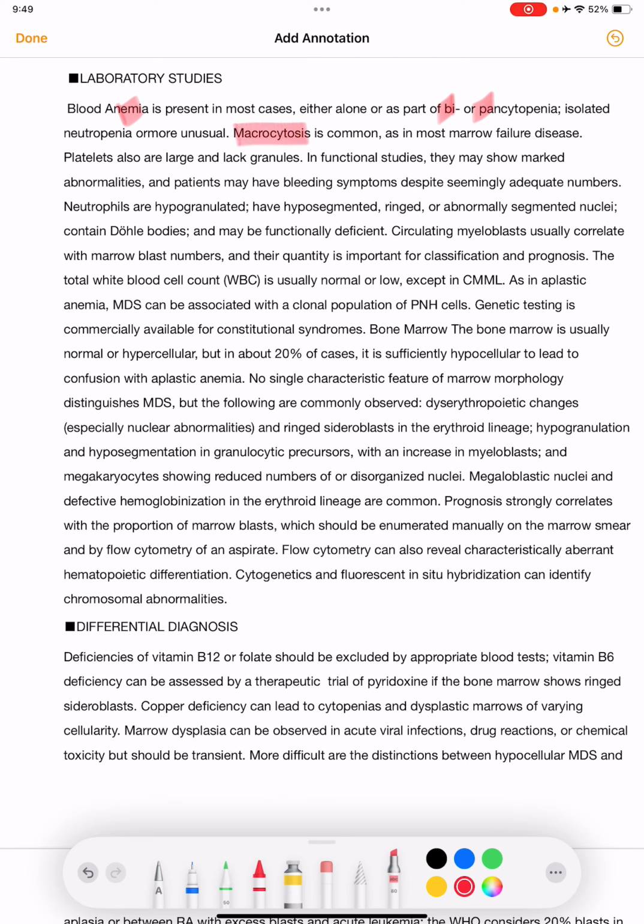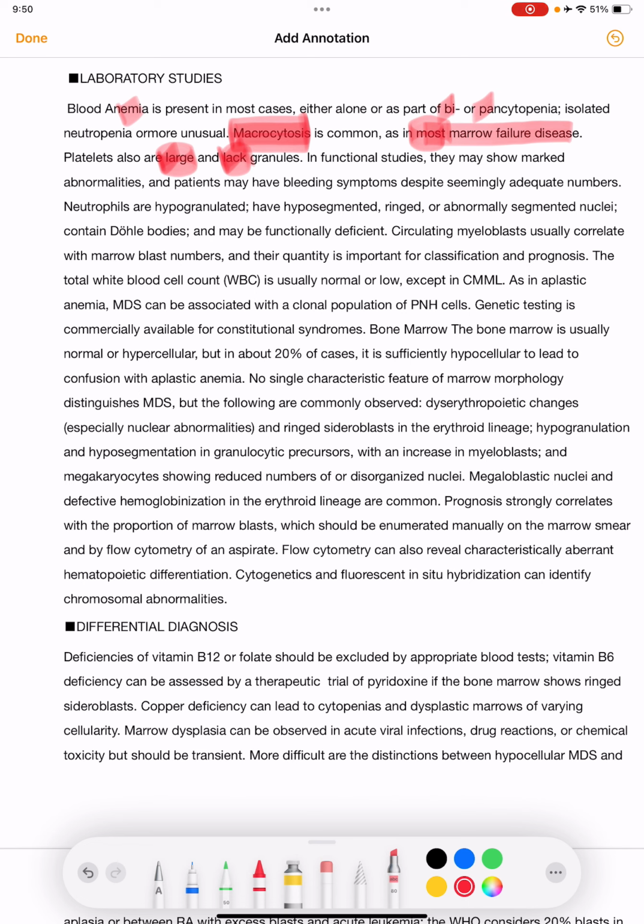Macrocytosis is common, as in most marrow failure diseases. Platelets are large and lack granules.